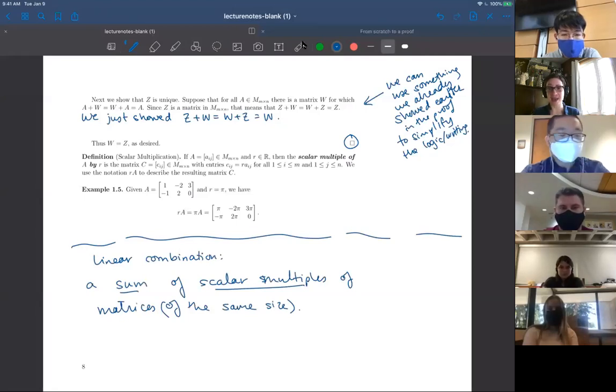Its acronym is the MVP, but it's also actually the MVP, the most valuable player in linear algebra. We're going to use this theorem a lot throughout the semester.